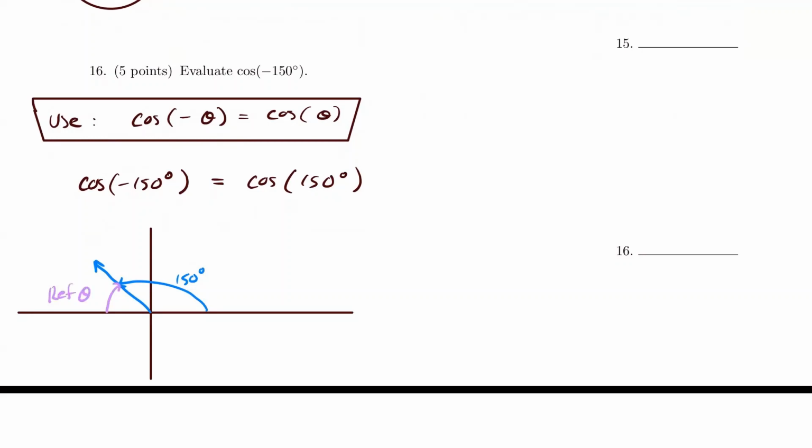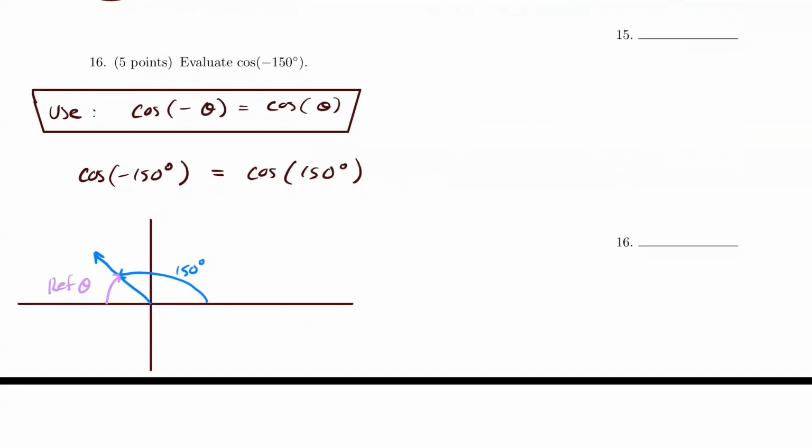So this would be 30 degrees. So now I can replace this with its reference angle, but we need to make sure to keep consistent with the sign. Since this is in the second quadrant, the cosine value in the second quadrant is negative because cosine corresponds to the x-coordinate. So this is equal to negative cosine of 30 degrees. That's the reference angle. And then from memory, we know cosine of 30 is square root of 3 over 2. So this is negative square root of 3 over 2. So that's the value of cosine of negative 150 degrees.